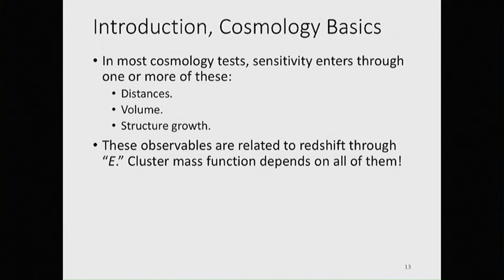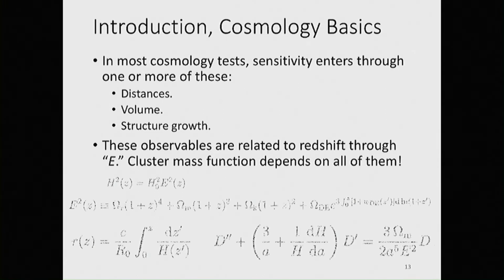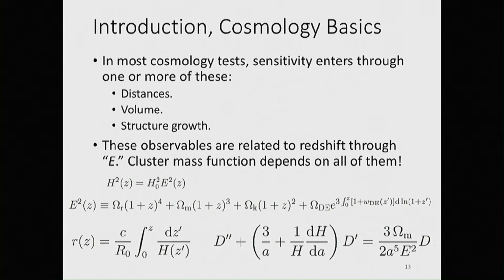Now, the good thing is, when we talk about the cluster mass function, which I will do in a minute, it depends on all of those. And that's why clusters are very sensitive to cosmologies. Because these observables are related through the redshift, and in particular, this is one of two slides where I have some equations. It's related to the so-called E of z. And E of z depends on all of these cosmological parameters.